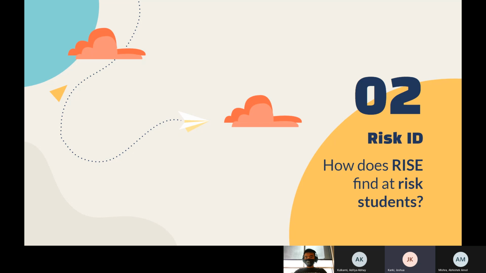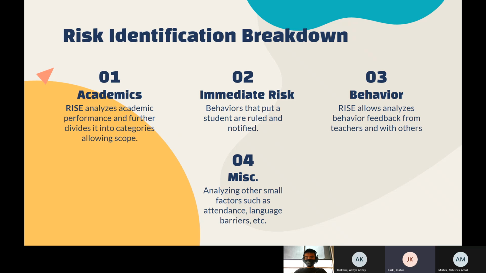How does RISE find risk in students? The breakdown is that RISE analyzes academic performance and divides it into categories, allowing us to scope out discrepancies. It also analyzes other factors such as attendance, language barriers, home life, and other past data. Immediate risk basically means that we've identified someone to be at high risk of dropping out, and RISE allows analysis of behavior feedback from teachers and others.